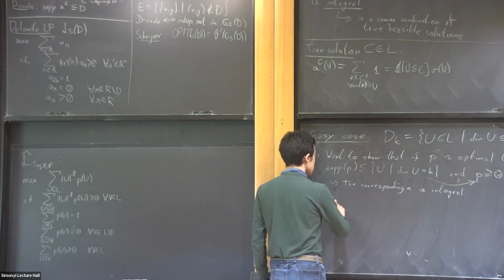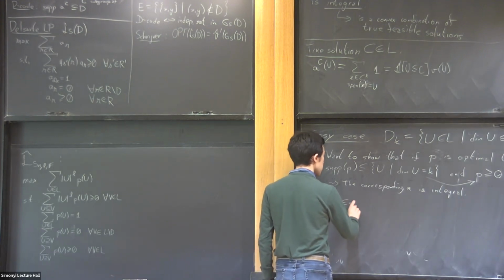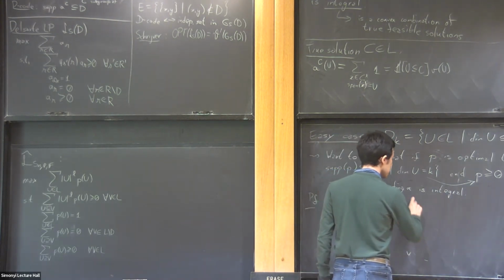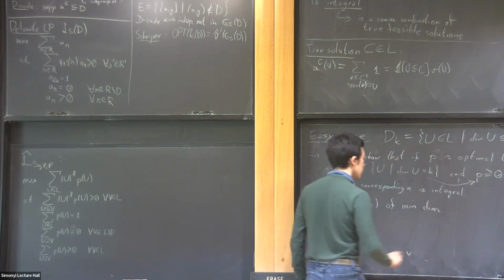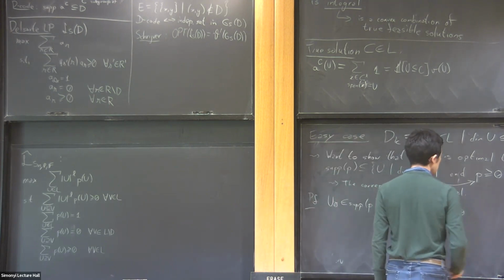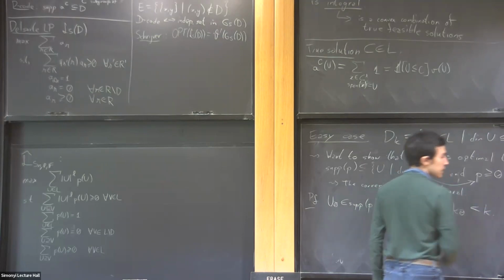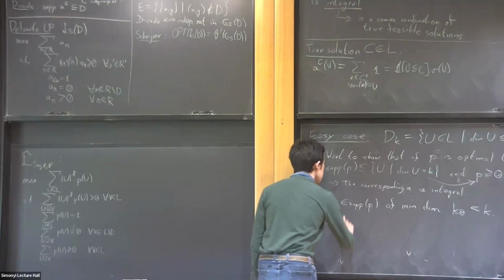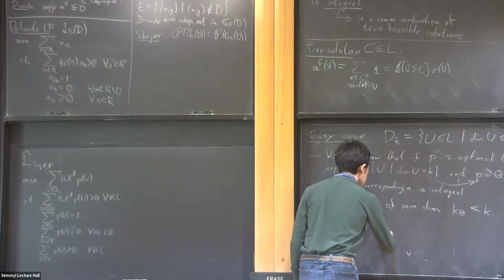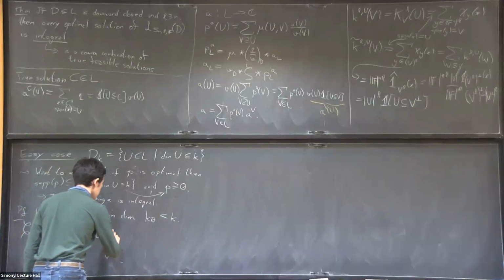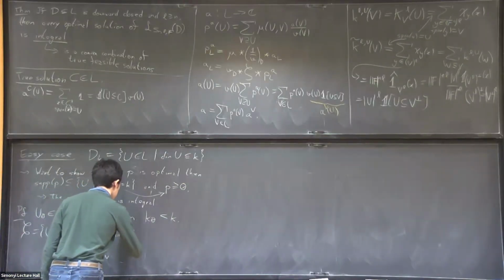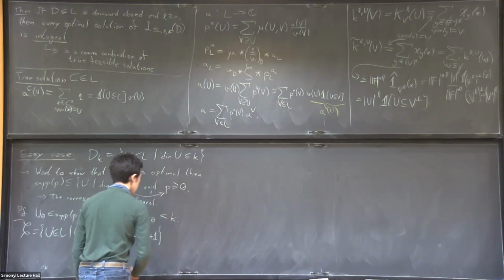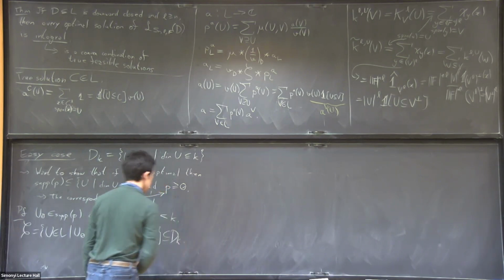So what we're going to do is, let's say U0 in the support of P of minimum dimension. Take this guy of minimum dimension, and let's say that the dimension is K0, right? And let's suppose towards a contradiction that this is less than K, right? Now I'm going to define a set C, which is all the guys that contain U0, and the dimension is exactly one above, dimension of U0 plus 1. And of course, this is contained in D_K, right?